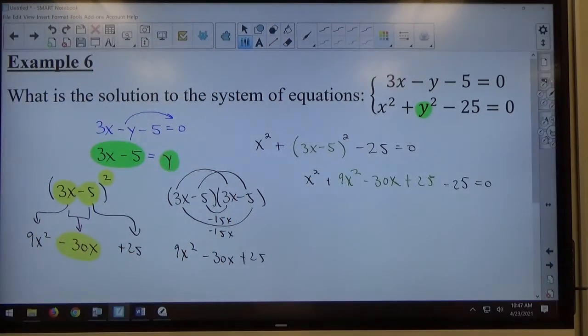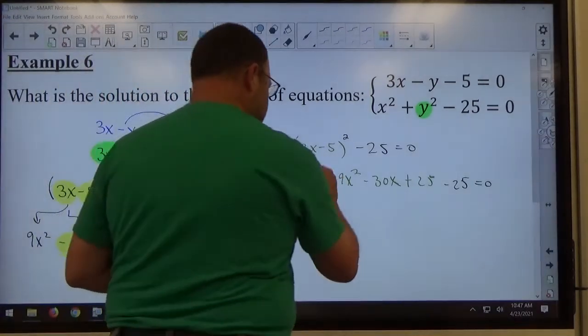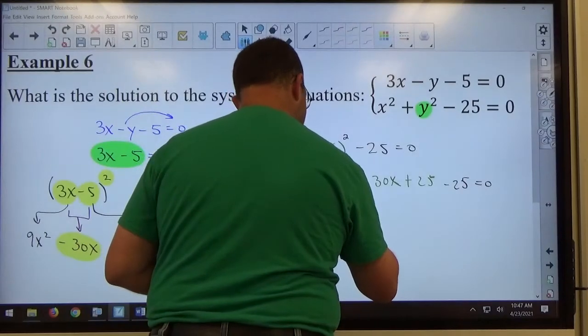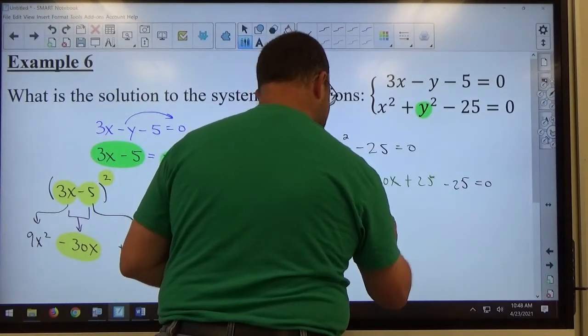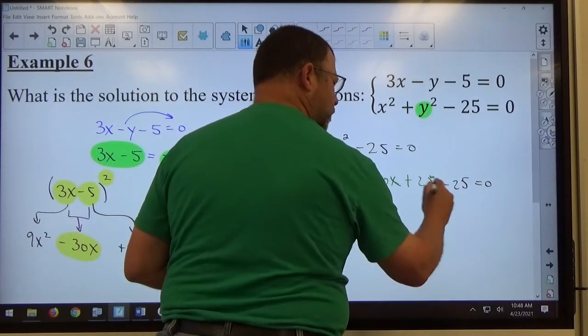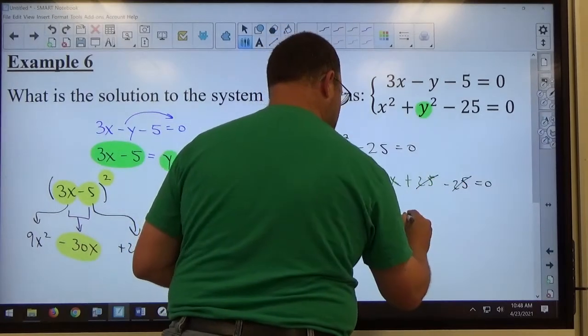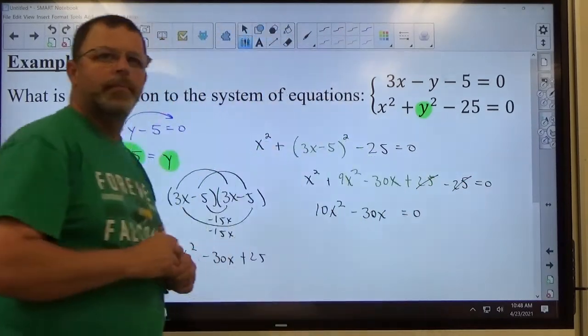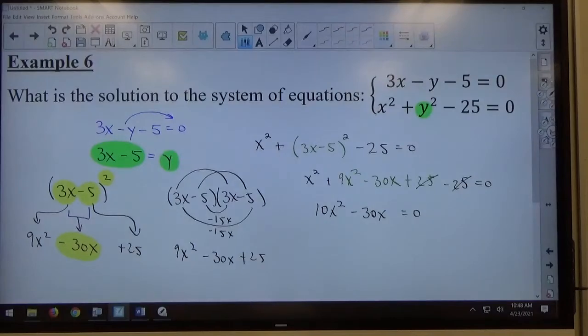If I combine like terms, I've got 2 x squared terms, 2 numerical terms, and one linear term, right? So I've got 10x squared minus 30x, and then 25 minus 25 makes 0, so equals 0. Our final step to find x is to solve this quadratic equation. You'll notice there is no constant term, there's only a quadratic and linear term.